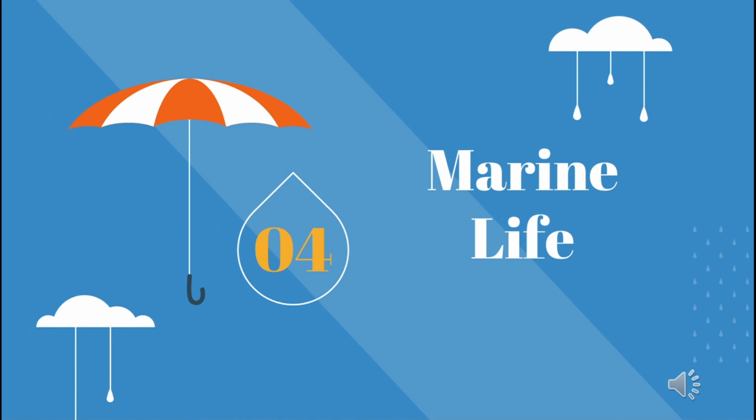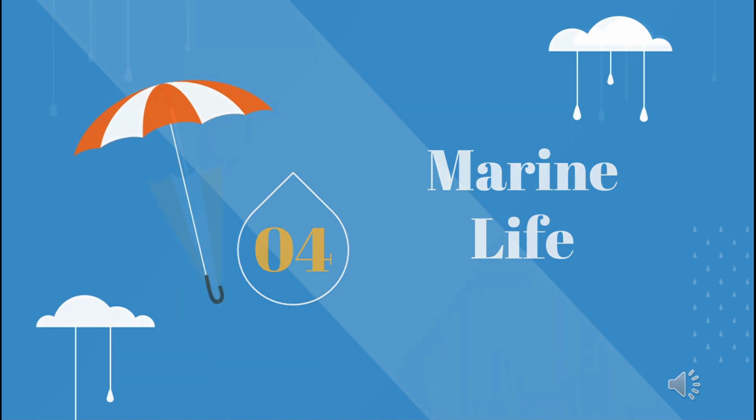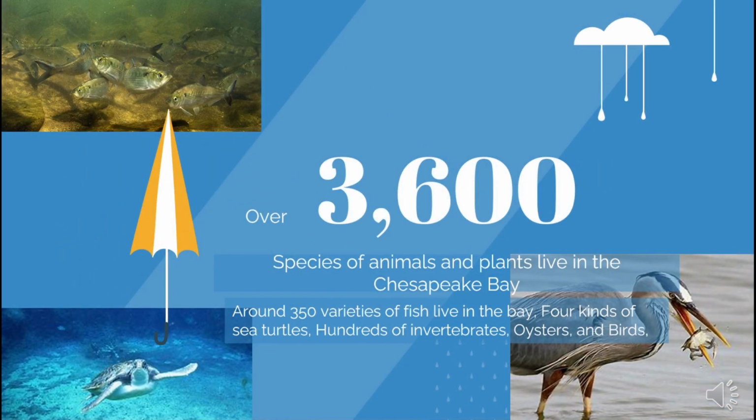Finally, we're going to discuss how increased precipitation affects marine life living in the Chesapeake Bay. In the Chesapeake Bay, we have over 3,600 species of animals and plants. Among those, there are around 350 varieties of fish, 4 kinds of sea turtles, and hundreds of invertebrates, oysters, and birds.